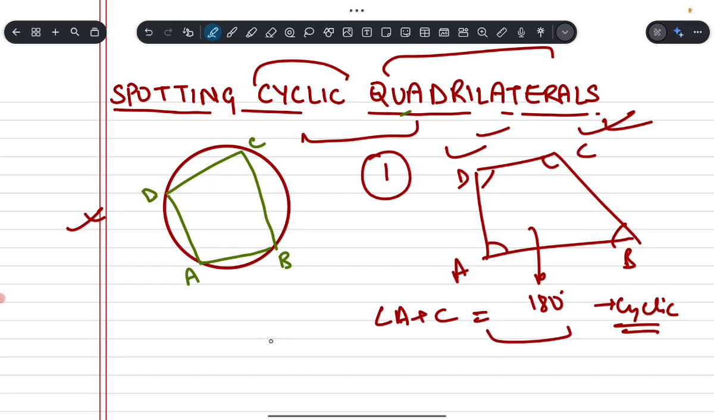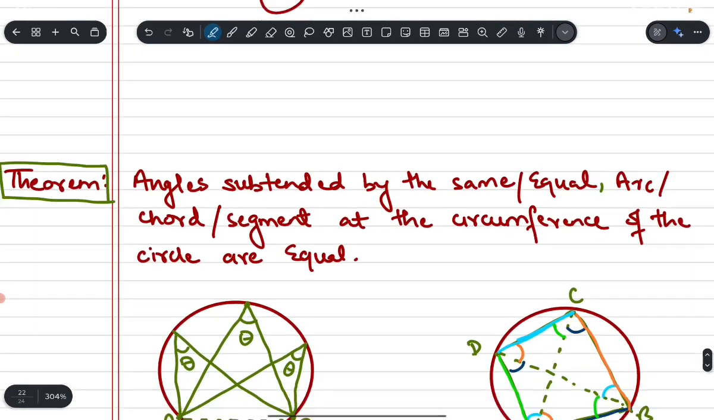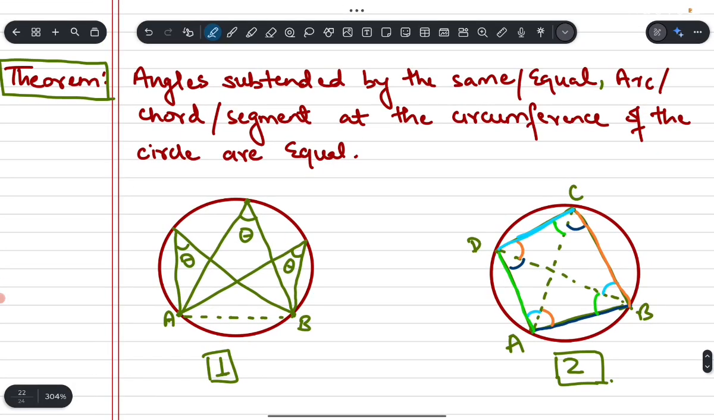Now, coming to the second thing, that is the important one. Before that, I'll be telling you this theorem that you need to know. The theorem says that angles subtended by the same or equal arcs, chord, or segment at the circumference of the circle are equal.